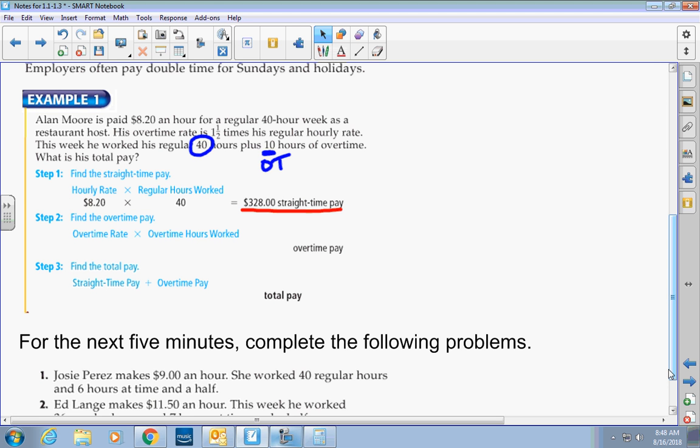So his overtime rate is time and a half. If you guys have trouble seeing it all, feel free to move wherever you need to move to get closer. His overtime rate is 1.5 times the $8.20 an hour. He worked 10 hours of overtime. So that's $123 just in overtime pay.